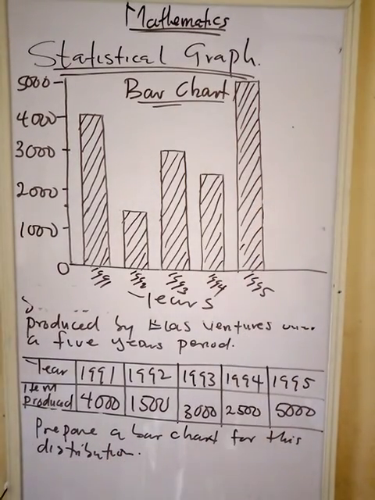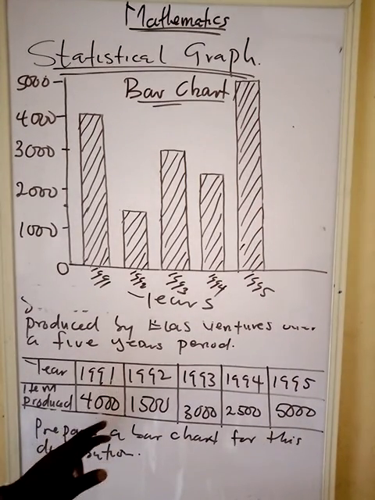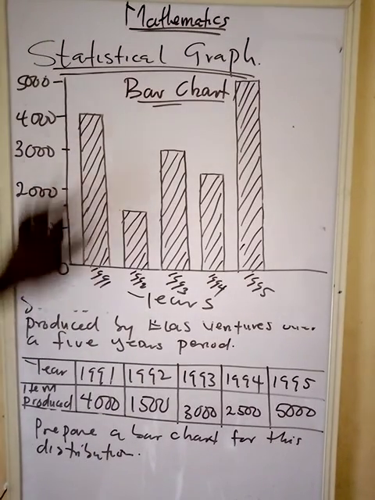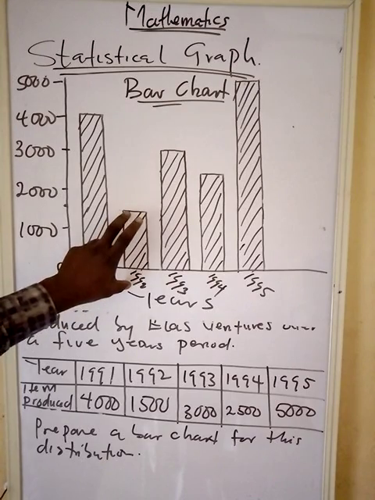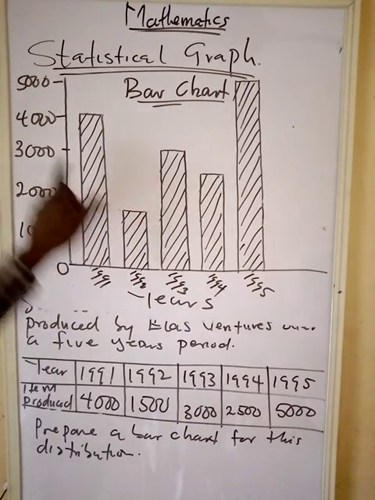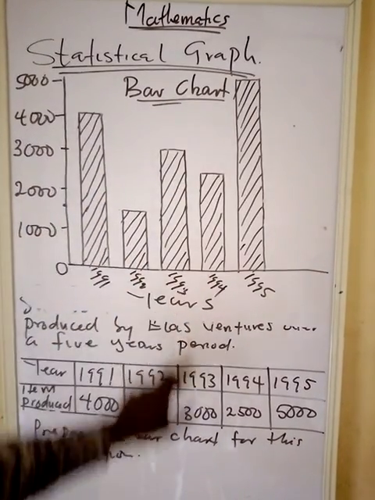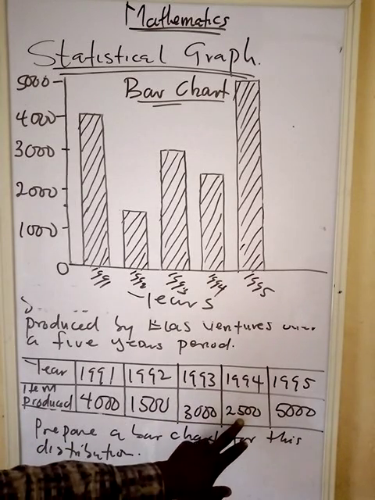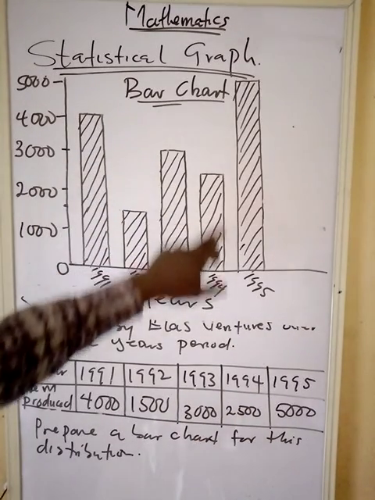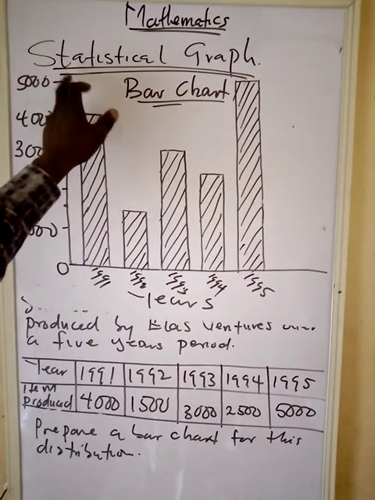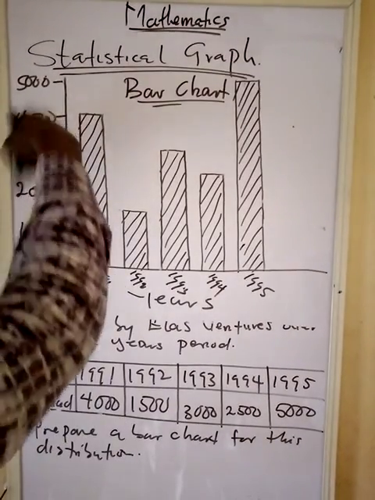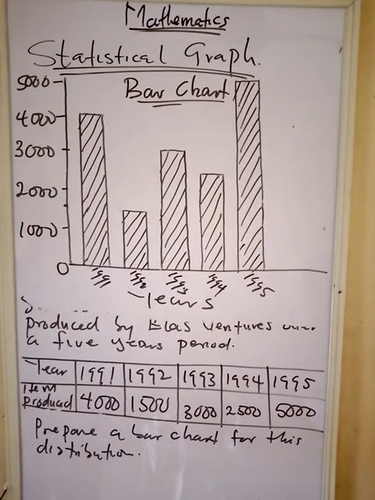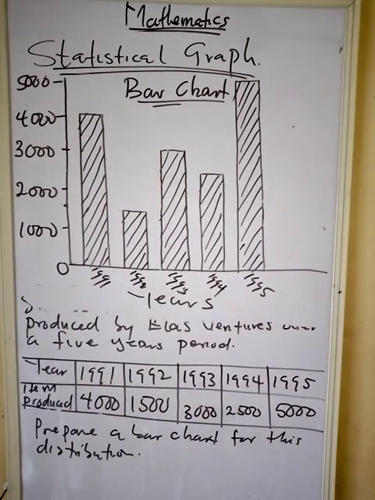So now if you look at it, our 1991 is 4,000. This is the 4,000 here, down to this place. 1992 is 1,500. 1993 is 3,000. Then our 1994 is 2,500. Then our 1995 is 5,000. So this place is the years and this place is items produced. That's how to draw everything about bar charts.